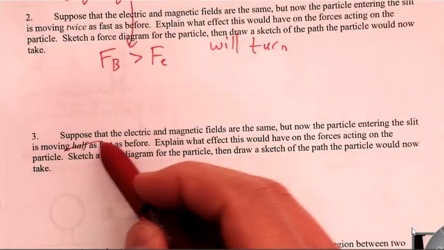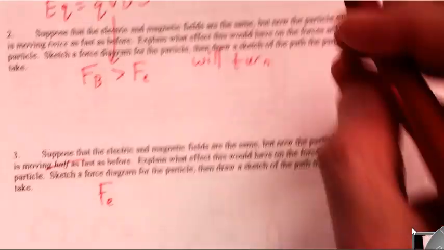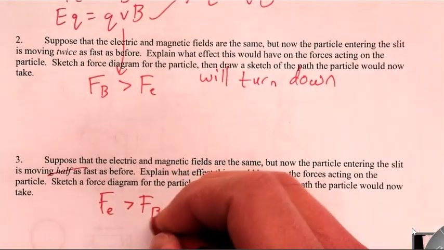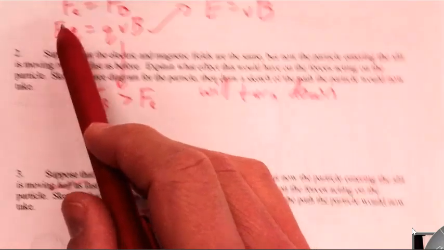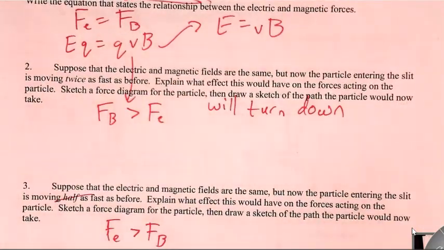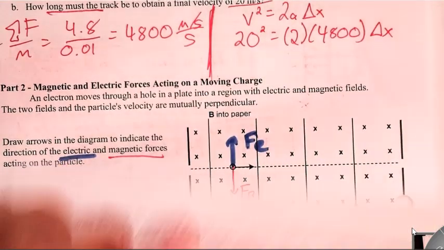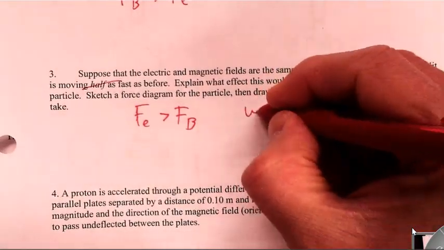Now, if it's half as before, that means that FE is greater than FB, because again, FE does not depend on velocity, but FB does. And so now it's not going to turn down. This force downwards is weak. We're going to turn up.